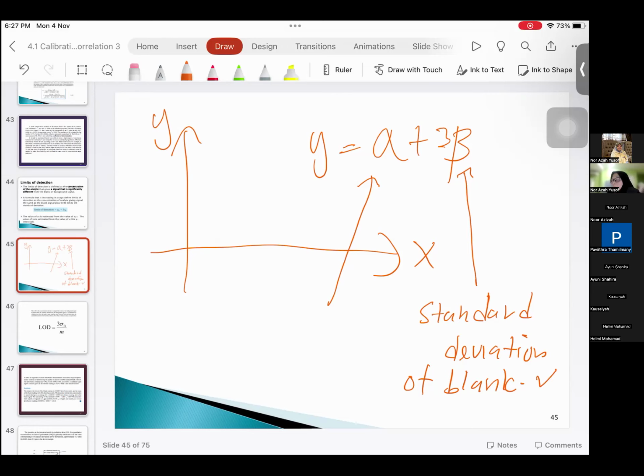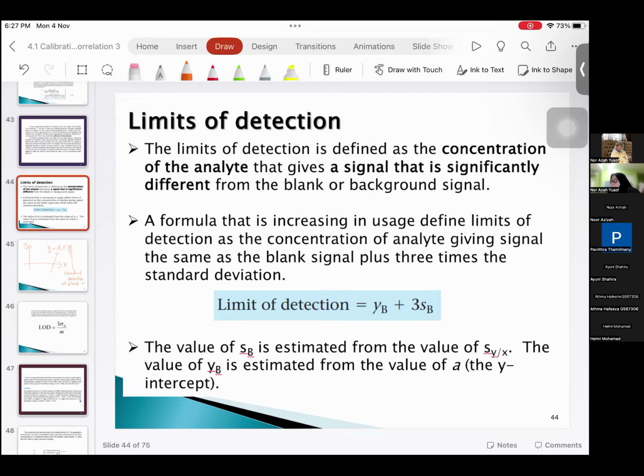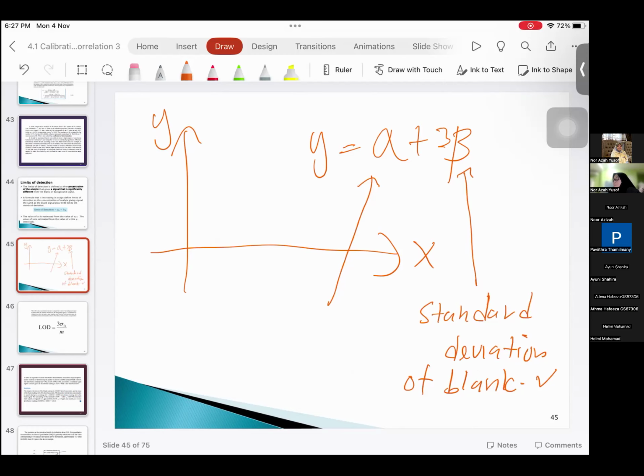So what is alpha? Anyone? I'm sure that some of you have done this. Asma? I don't remember. Okay. The formula is increasing in usage. Okay, so LOD, Y, it is actually not Y, it's gamma.